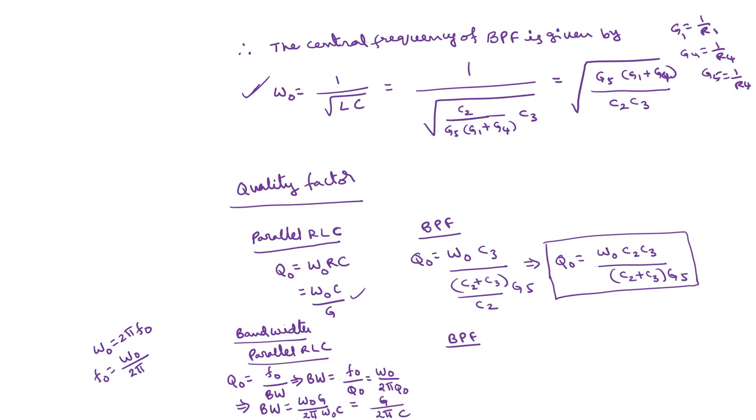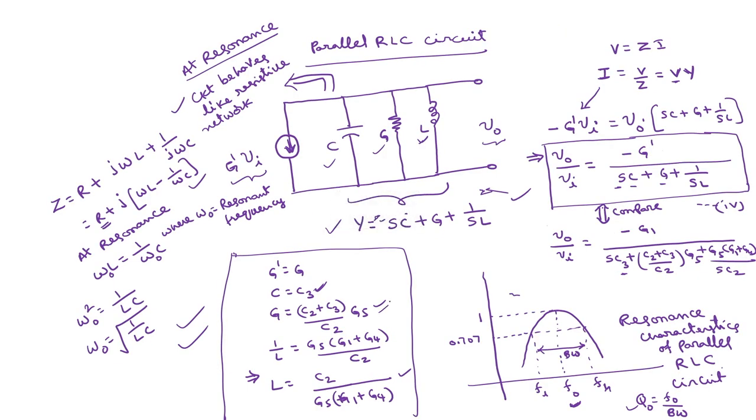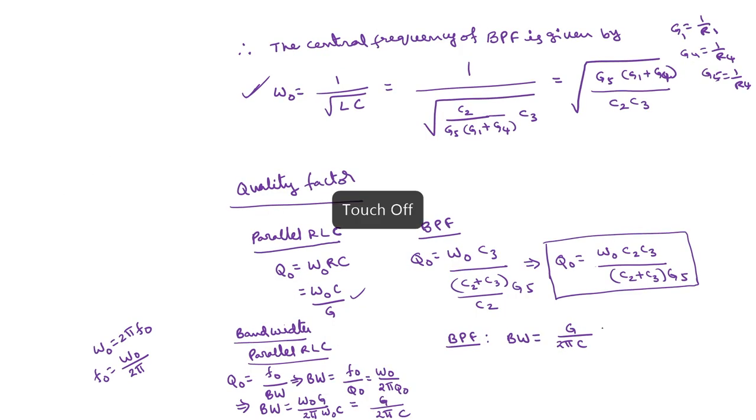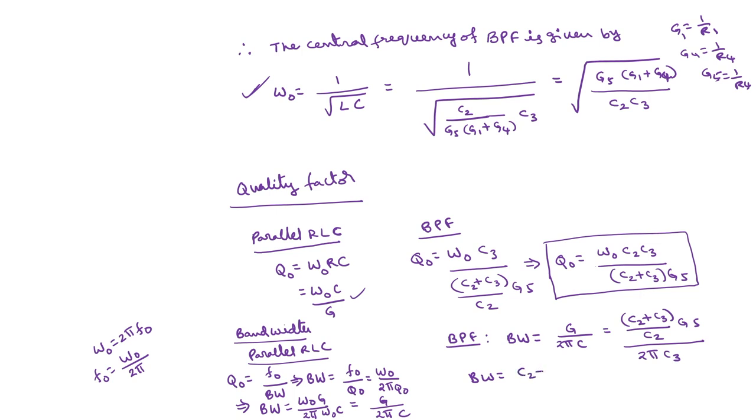Now, what is it corresponding to the band pass filter? Bandwidth is G by 2 pi C. But what is G? G is C2 plus C3 by C2 into G5, and C is C3. So this is G divided by 2 pi into C, where C becomes C3. So, this implies bandwidth is equal to C2 plus C3 divided by 2 pi C2 C3 into G5.